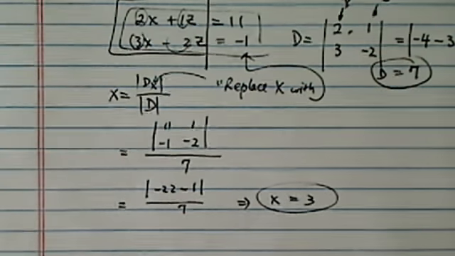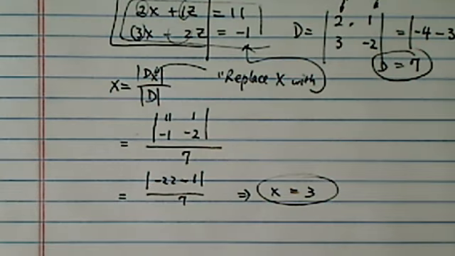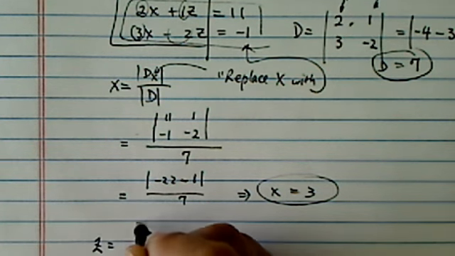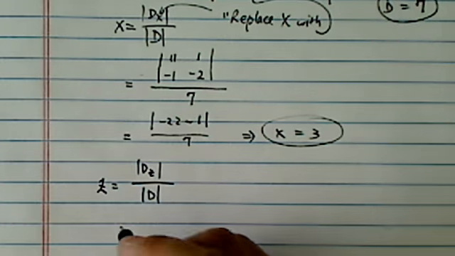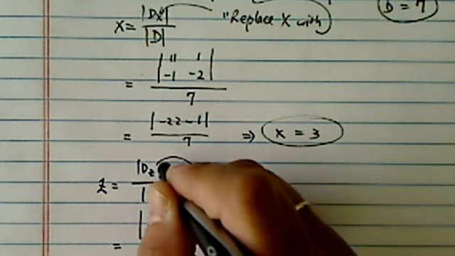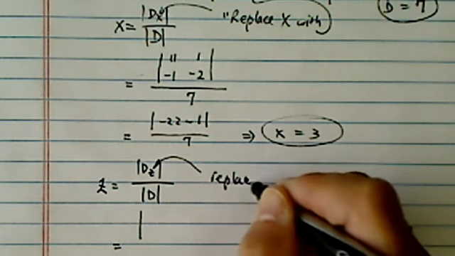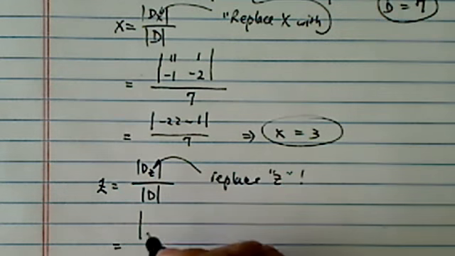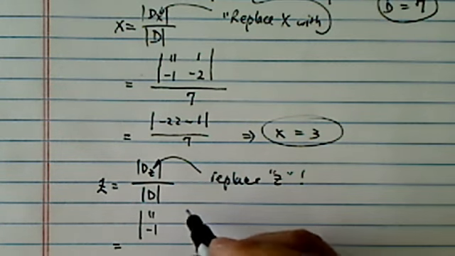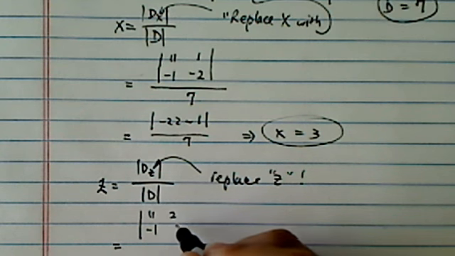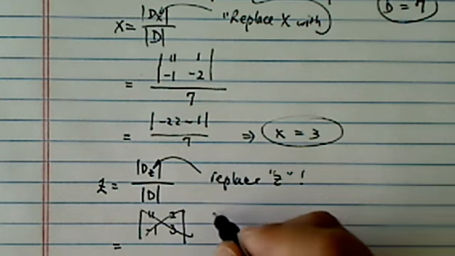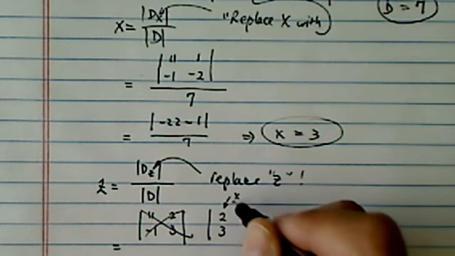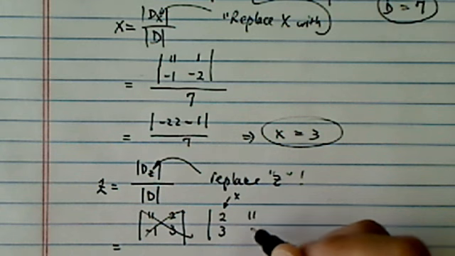It's a lot faster than anything else out there, including elimination or substitution. Now let's solve for variable z. You do the same thing. It's variable z divided by the determinant of the matrix D. Again, how you replace it, replace z. Okay, so we have 11, -1. And this time we'll have x, so it's 2 and 3. My bad, it's actually 2, 3. Leave the x alone. Now replace z with 11 and -1.